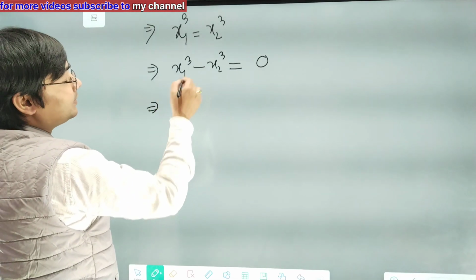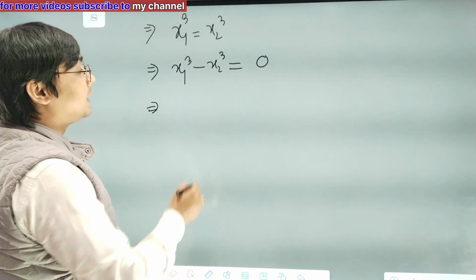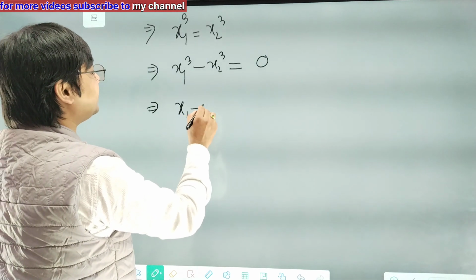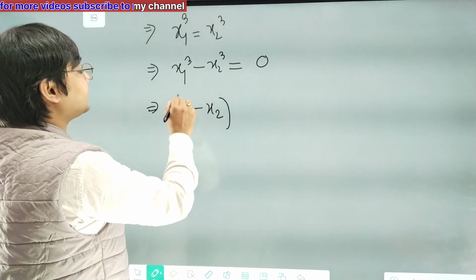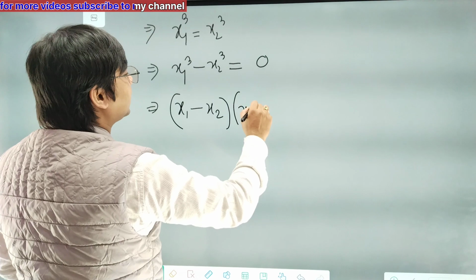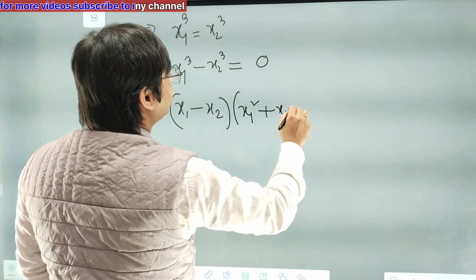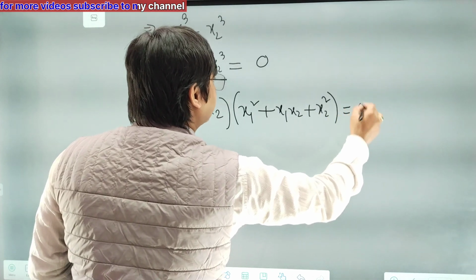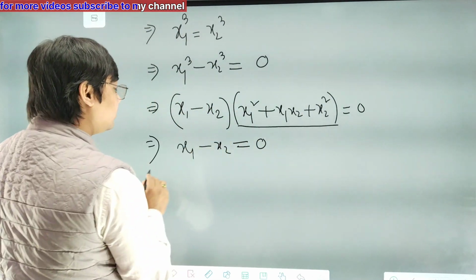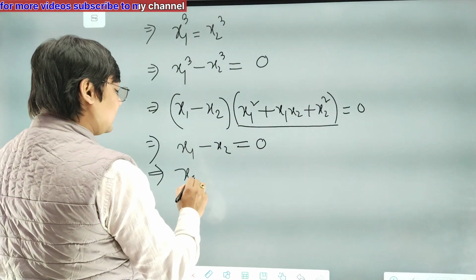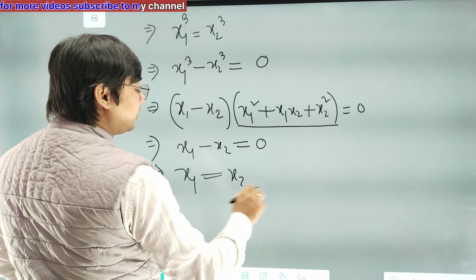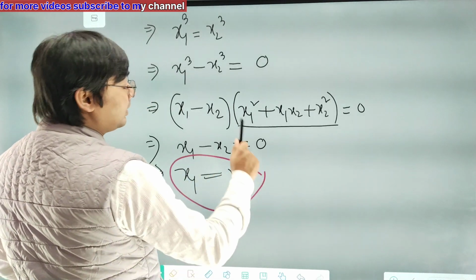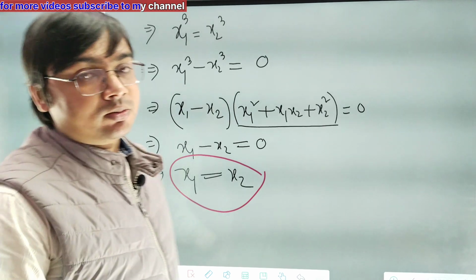So do we know this value? A cube minus b cube formula if we use here, this will be (x1 minus x2) times (x1 squared plus x1 x2 plus x2 squared), I hope all of you know this formula, equal to 0. So x1 minus x2 equal to 0. So here x1 will be equal to x2. So finally what we see here, x1 equal to x2.